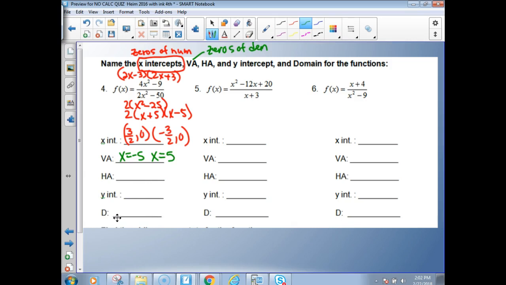Yes? No. The 2 does not have a variable. So you ignore it. I'm going to use that 2 for something else, but if it had an x, if it was 2x that you factored out, then 0 would also be a vertical asymptote. A factor of x will be x equals 0. Good question.